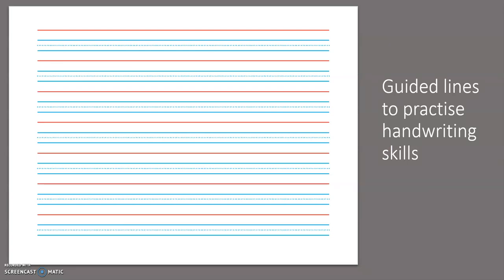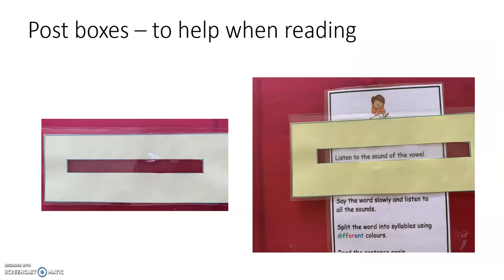Also in the virtual FAB box, we've got guided lines to practice handwriting skills, so we can see that we can be managing the sizes of our letters, etc. These are what we call post boxes, and they allow the boys and girls to kind of block out the rest of the text and only focus on one line at a time. And these are really, really helpful so that people don't lose their place in the line or jump from line to line.